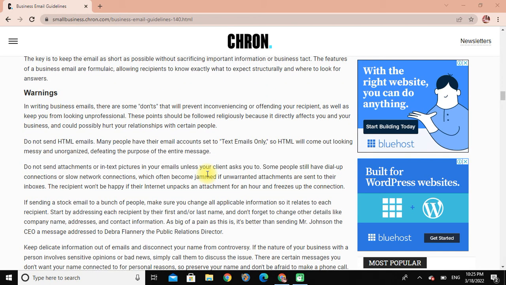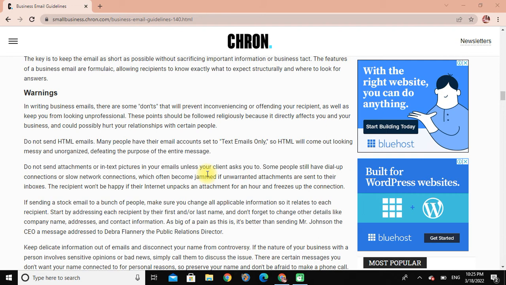Warning. In writing business email, there are some don'ts that will prevent inconveniencing or offending your recipients, as well as keep you from looking unprofessional. These points should be followed because they directly affect you and your business and could possibly hurt your relationships with certain people.